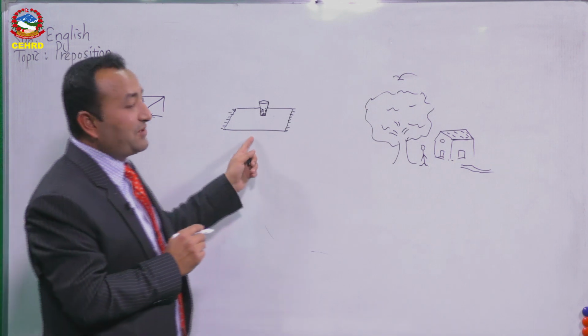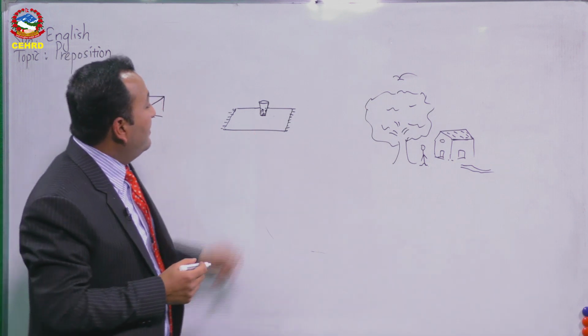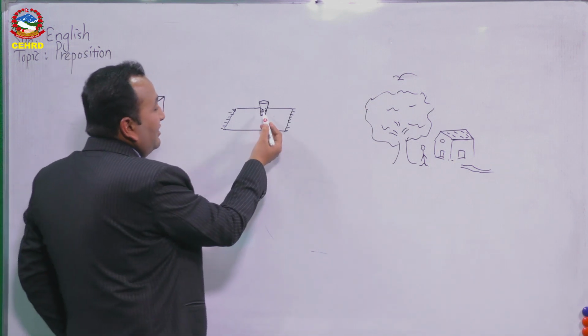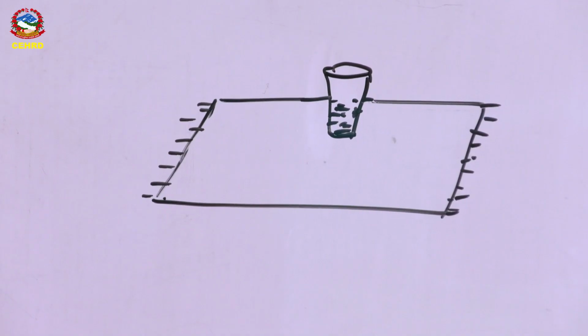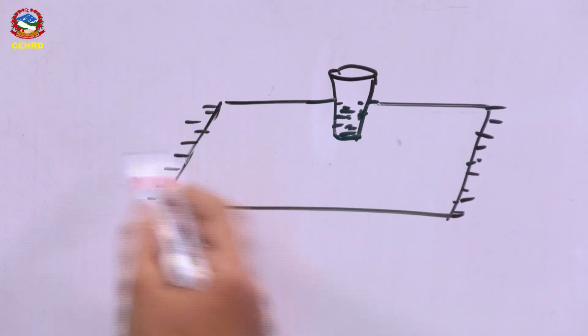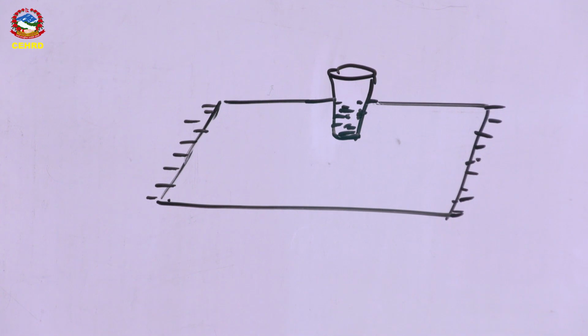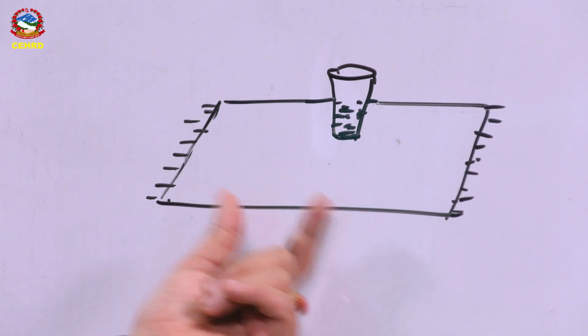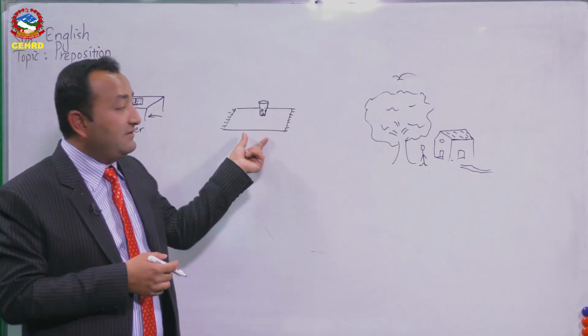Now let's come to this picture. Here you can see a glass of water. And this is a mat. So where is the glass? Where is the glass of water? The glass of water is on the mat, right? The glass of water is on the mat.